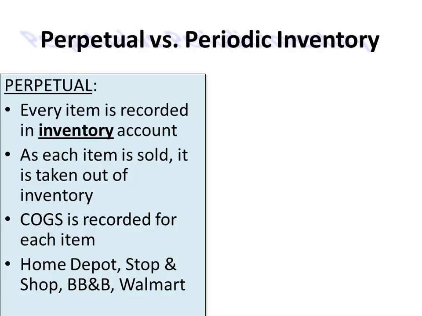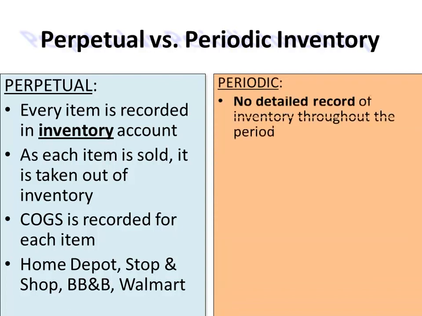Or they're generally perpetual inventory systems. If you went into a store that maintains periodic inventory, will they be able to give you that detail at any given moment? No, because they don't maintain that level of detail. Okay, so in a periodic inventory system, there is no detailed record of inventory throughout the period.